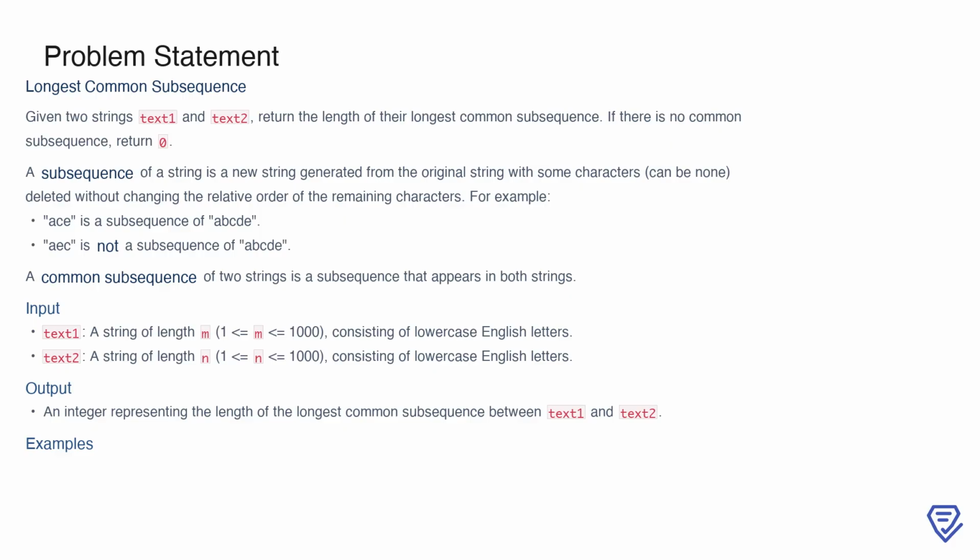A common subsequence, as the name suggests, is a subsequence that exists in both strings. If no common subsequence exists, the result should be 0. The input strings, text1 and text2, will have lengths between 1 and 1000, and both will consist of lowercase English letters. The output will simply be an integer representing the length of the longest common subsequence between the two strings.